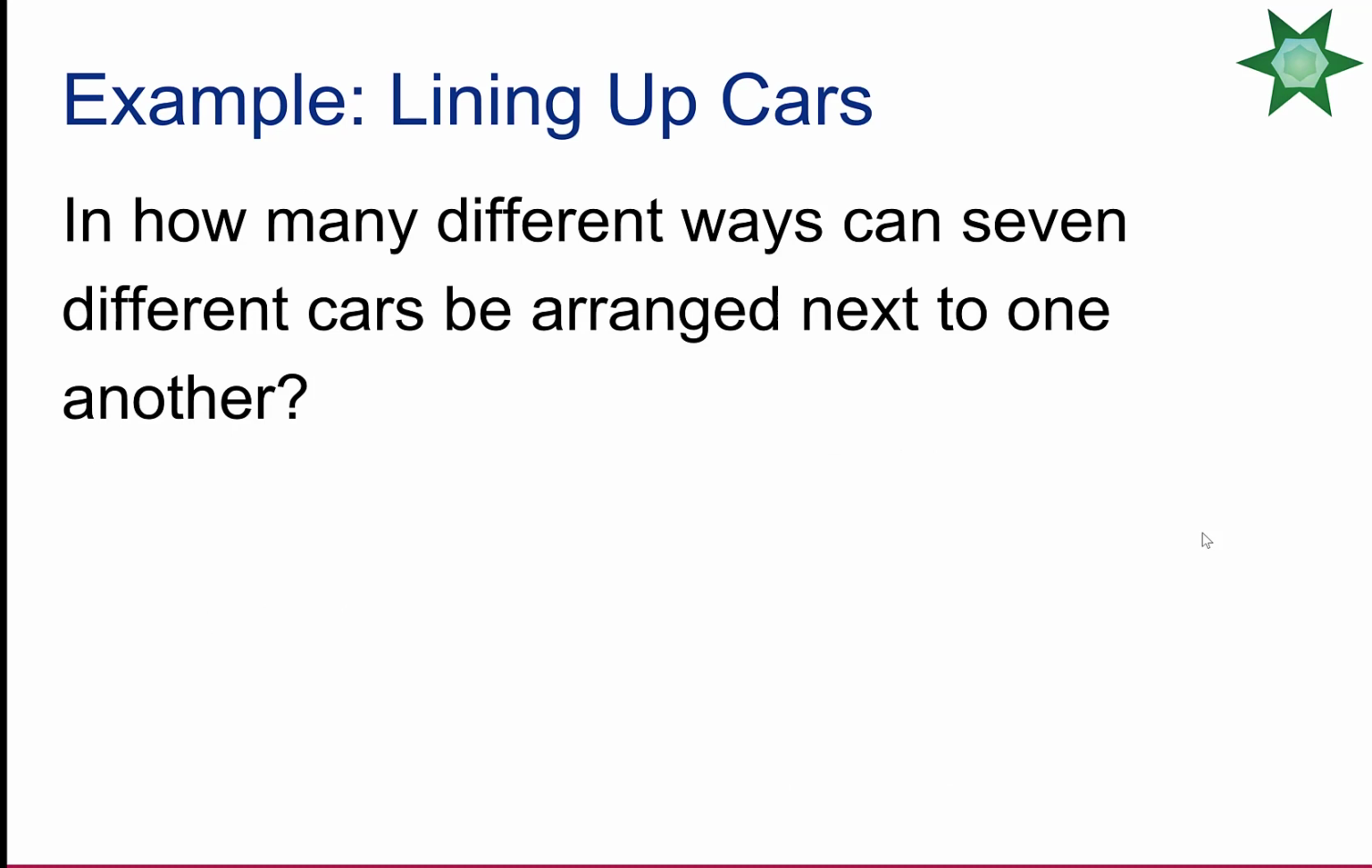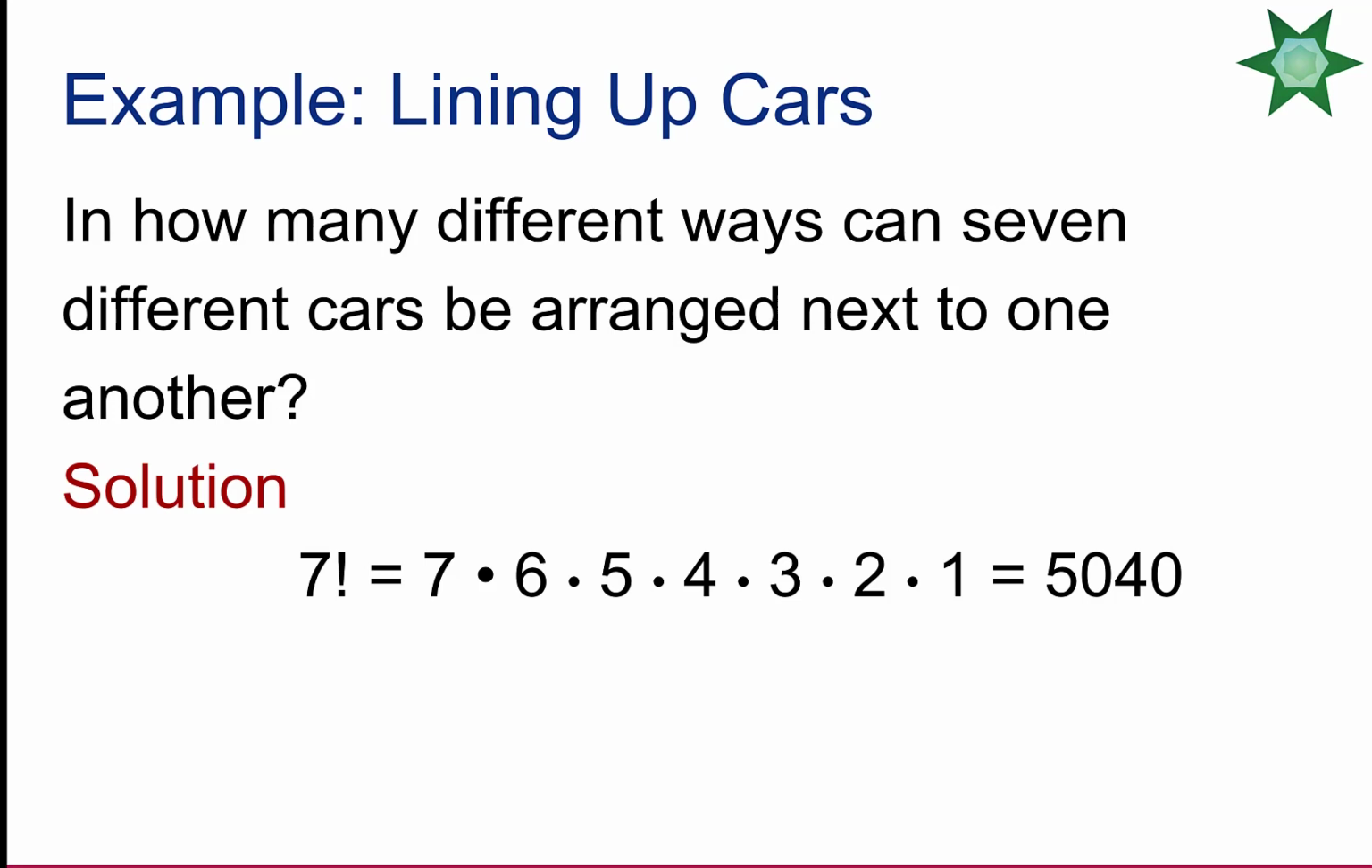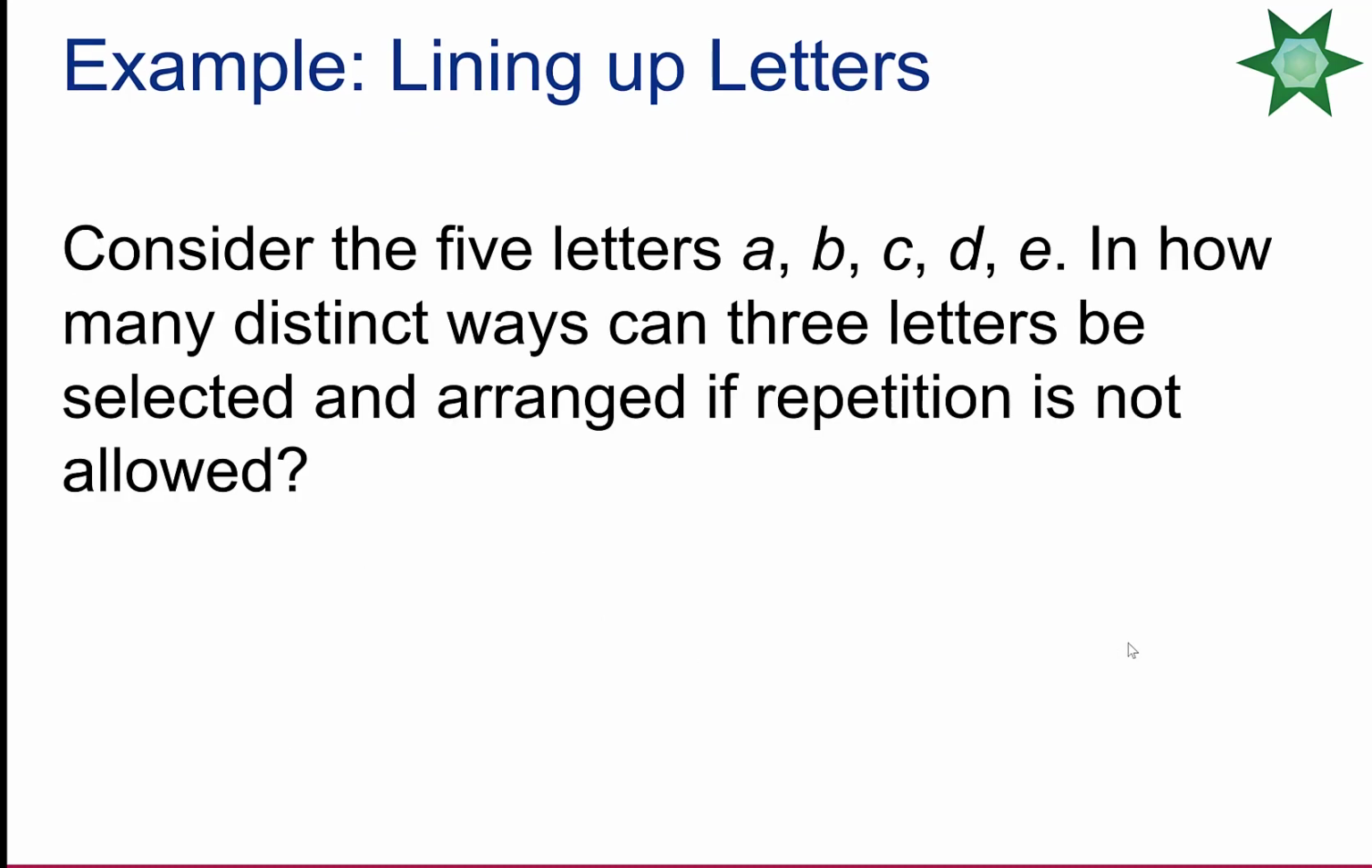Lining up cars. In how many different ways can 7 different cars be arranged next to one another? So in the first position, we have 7, 6, 5, 4, 3, 2, 1, 5,040. This is actually called a factorial, and we put a little exclamation point as a shorthand notation to indicate that we're actually multiplying the number times 1 less, all the way down to 1.